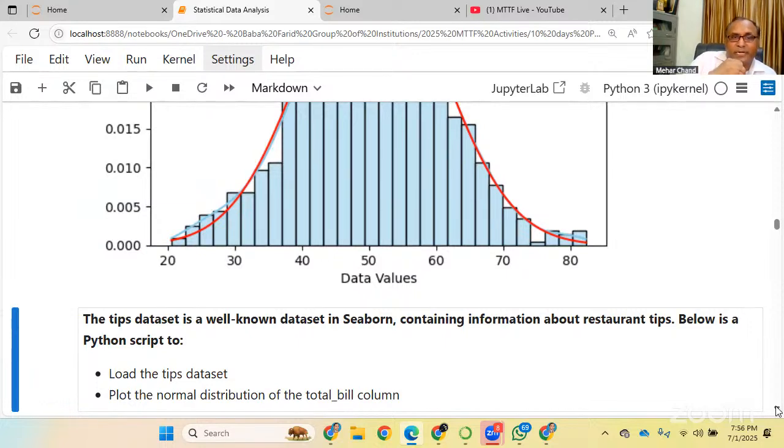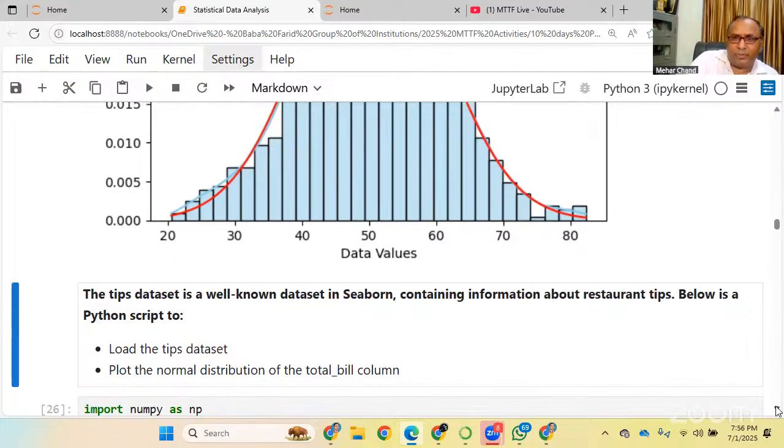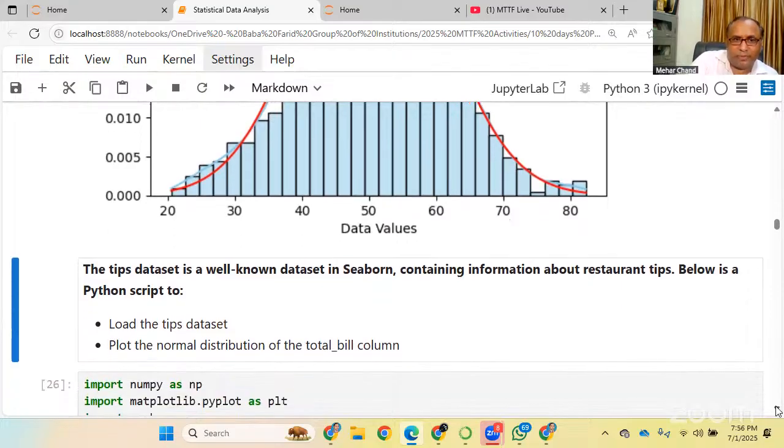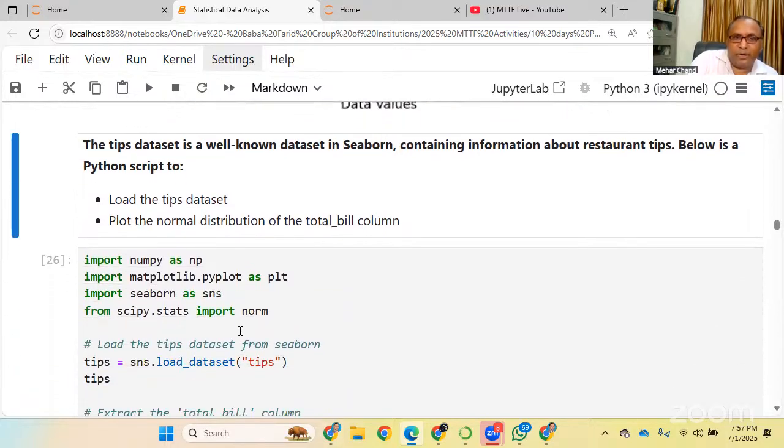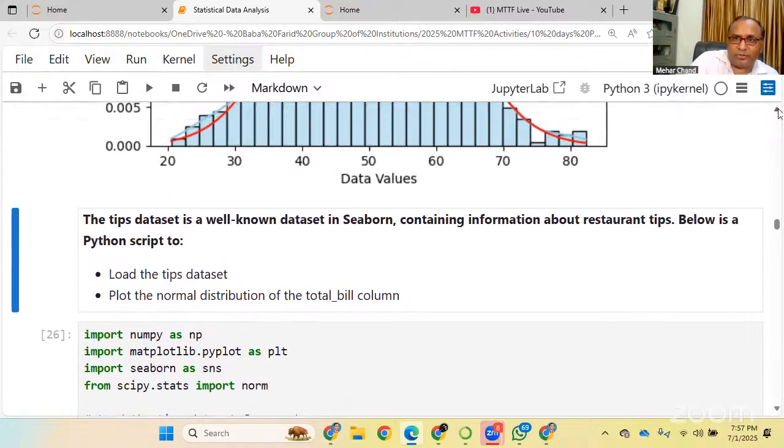The tips data is a well-known data set in Seaborn containing information about restaurant tips. I think there is one more example using the restaurant data. Yes, in the next example we are taking the data from the restaurant.